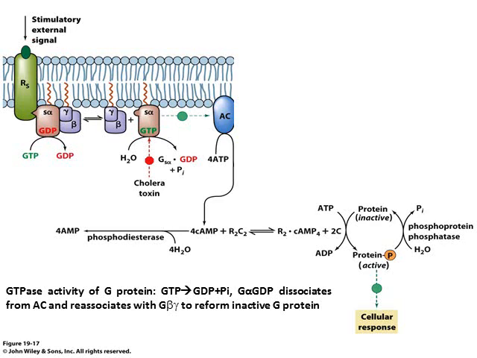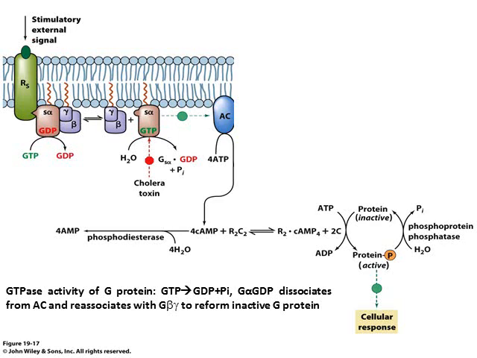To terminate the action of this external signal, the G protein with its GTPase activity hydrolyzes GTP into GDP and phosphate. G alpha GDP dissociates from the adenylate cyclase and reassociates with G beta gamma to reform the inactive G protein. Now, this is the part of the GS, the G stimulatory G protein.